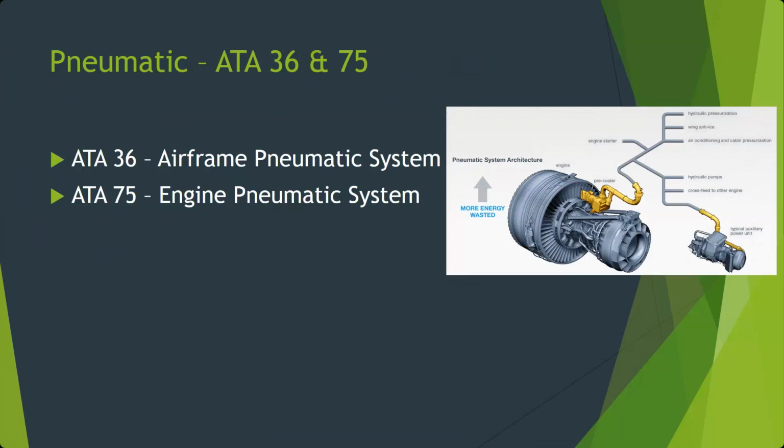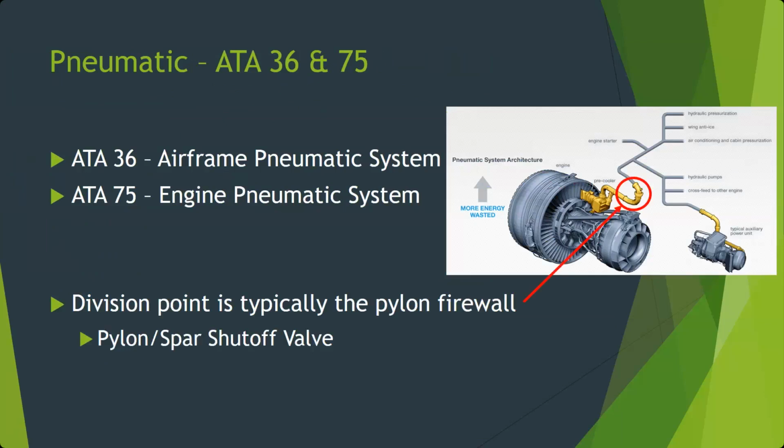This is that ATA 36 versus ATA 75 I was talking about. We're looking basically from the pylon shutoff valve, or the main pressure regulating shutoff valve, downstream of that to the aircraft side. Anything upstream of that is going to be in chapter 75 with the engines. That actual pressure regulating shutoff valve, or pylon spar shutoff valve, is usually included in the airframe side in chapter 36.